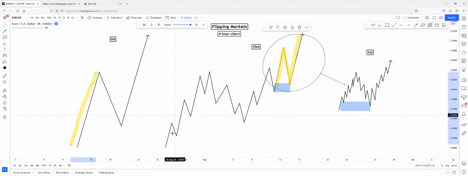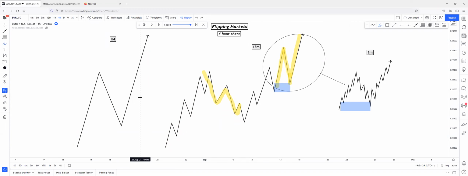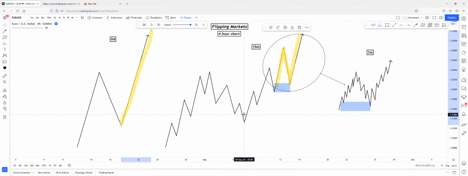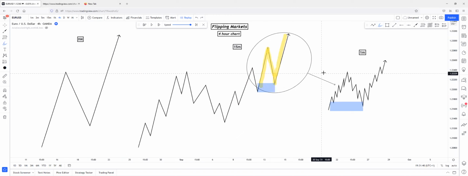So on the first leg of the 4-hour structure, the 15-minute will create a series of higher highs and higher lows and demand zones. The second leg of the 4-hour, the pullback phase, will create lower lows and lower highs and supply zones. And the third leg will create a series of higher highs and higher lows again and demand zones.